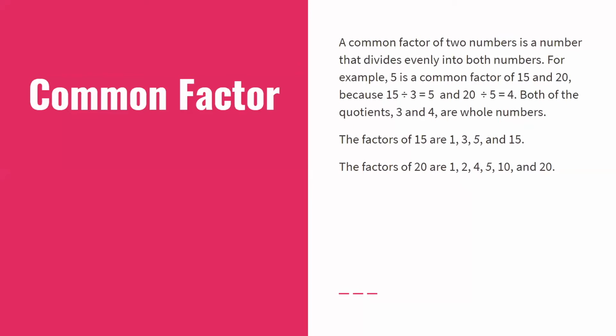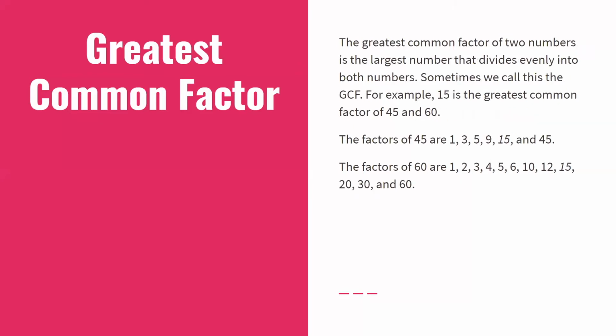Now in this scenario, 15 and 20 only have one common factor. But there are instances where a pair of numbers have multiple common factors. In that situation, we always want to use the greatest common factor. The greatest common factor is a number that divides evenly into both numbers, but it's the largest number that divides evenly into both numbers. Oftentimes, you will see it shortened. Instead of saying greatest common factor, you'll see it as GCF.